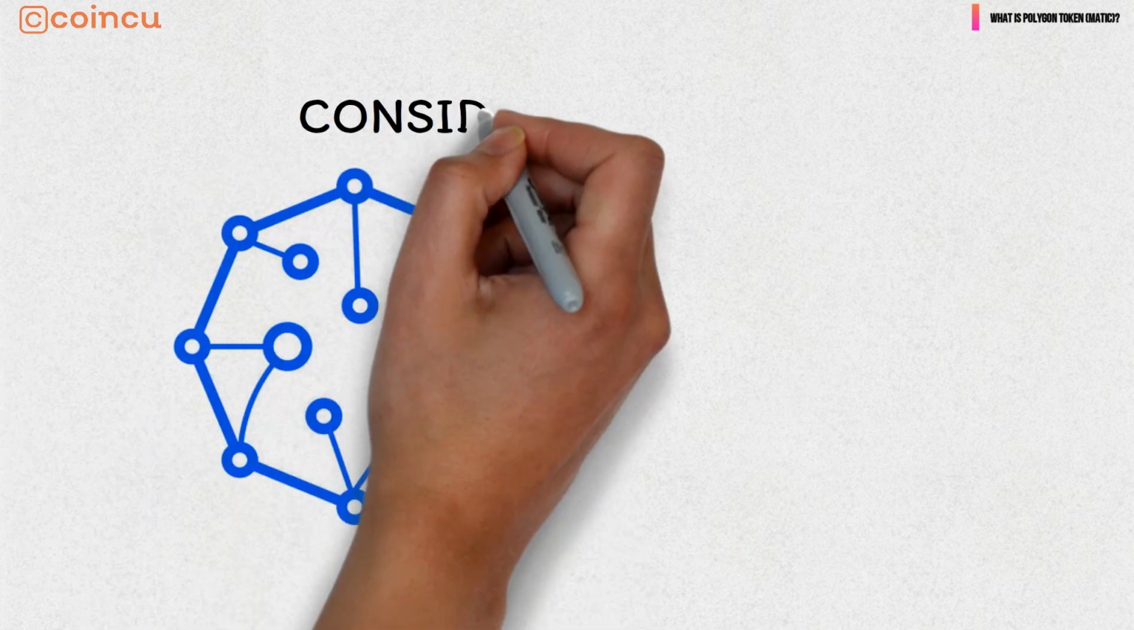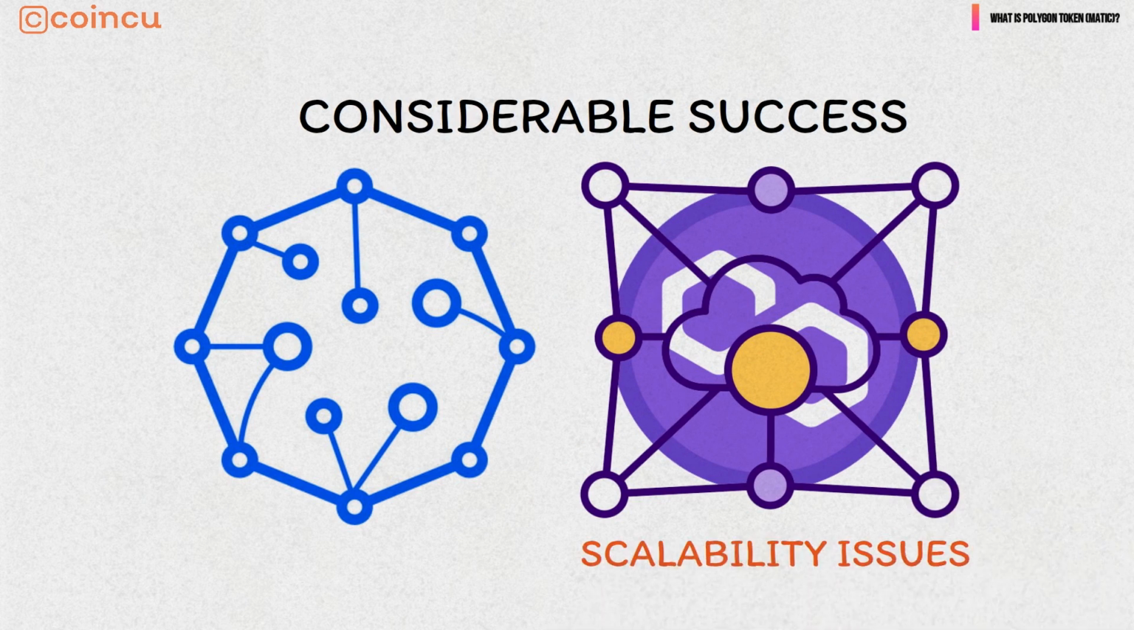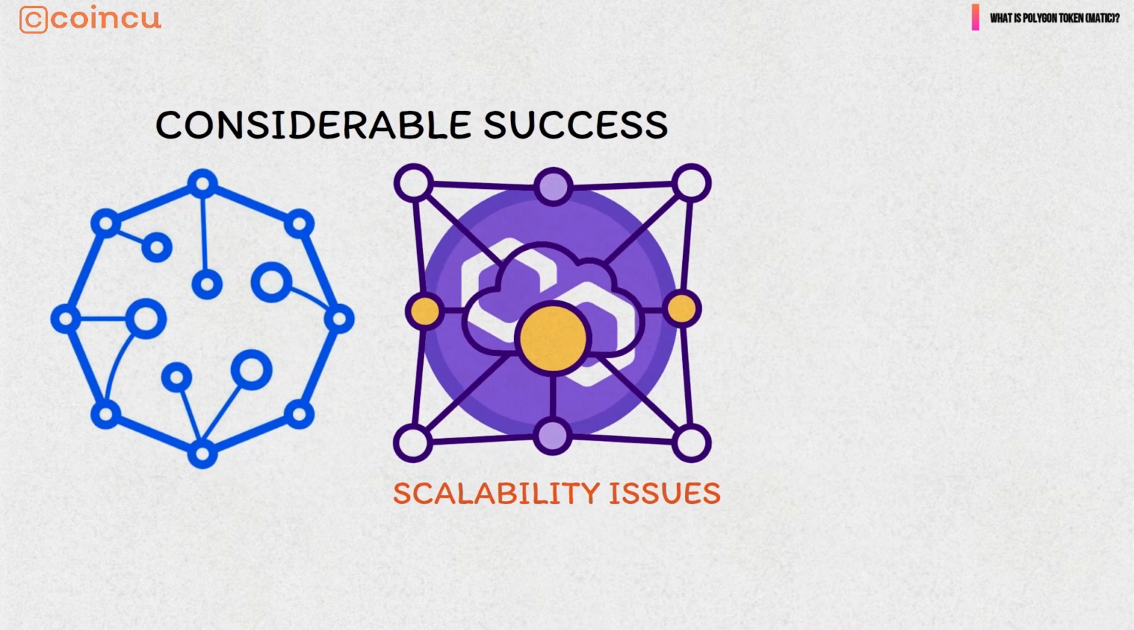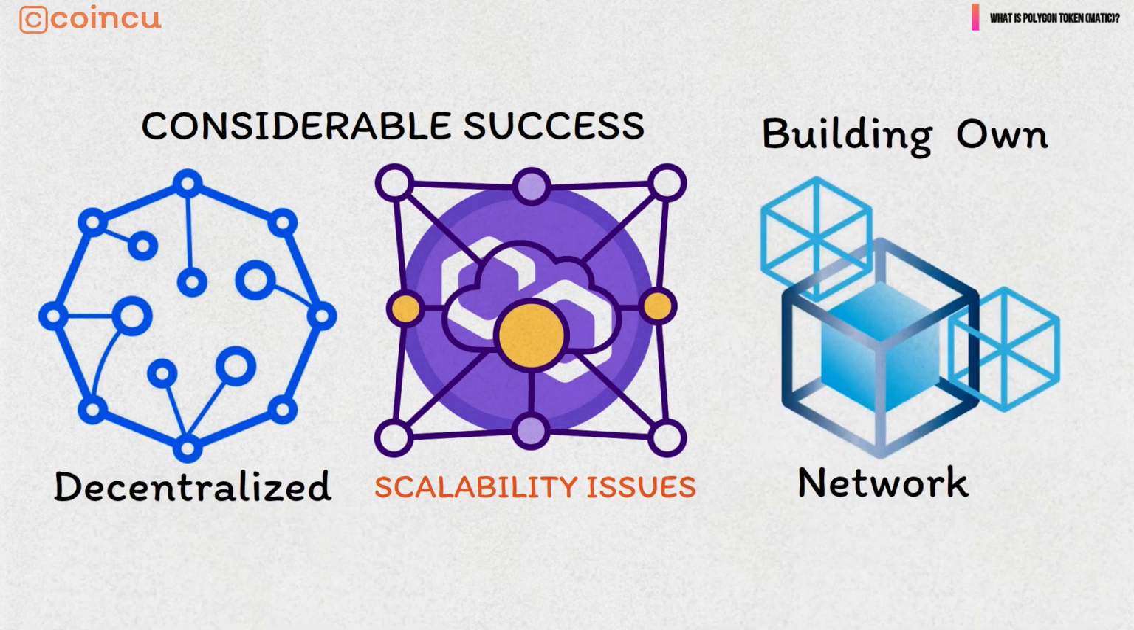By looking at the workings and potentials of Polygon Matic, it can be assumed that this platform has shown considerable success in solving the blockchain scalability issues. Furthermore, different blockchain developers can enjoy building their own decentralized network in the wake of provided features and tools from the Polygon platform, which lets developers access customization options.